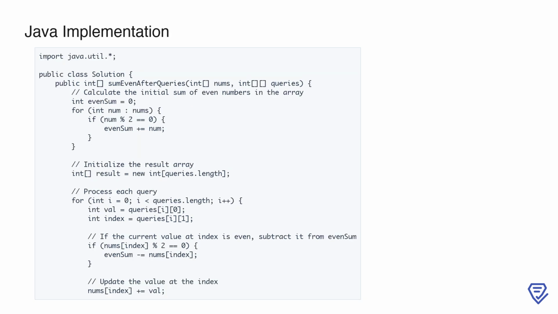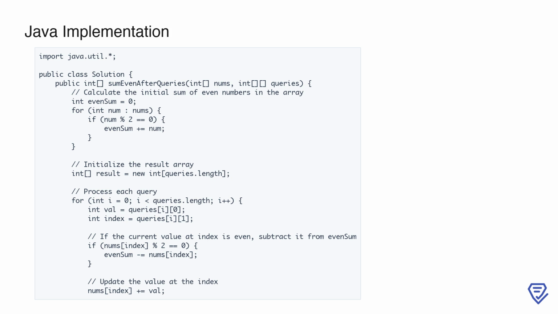queries. Here, we begin by importing the necessary packages and defining the Solution class with our method, sumEvenAfterQueries. The goal of this method is to calculate the sum of even numbers in an array after processing a series of queries. We start by initializing a variable, evenSum, to store the sum of all even numbers in the input array, nums. Using a for-each loop, we iterate through each number in nums and check if it's even by using the modulo operator. If the number is divisible by 2, we add it to evenSum.